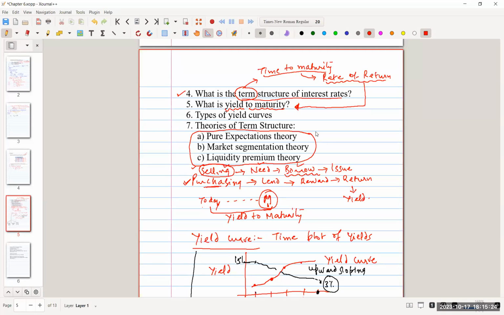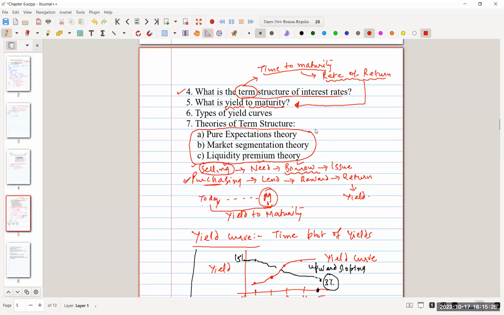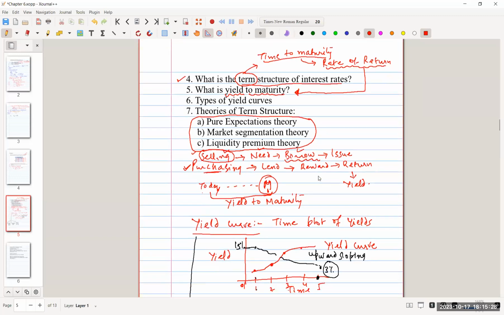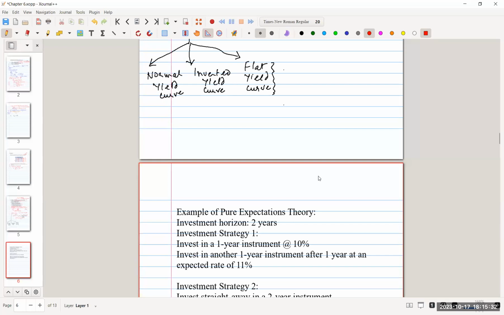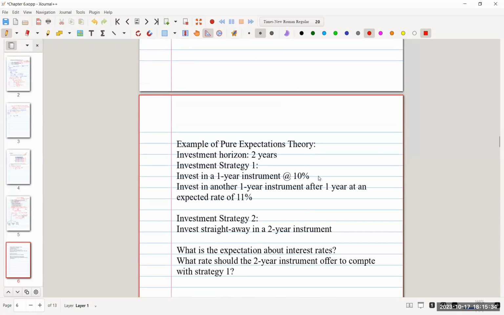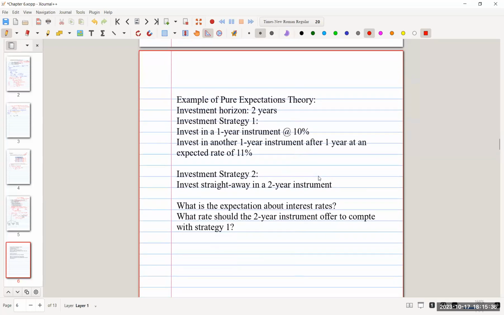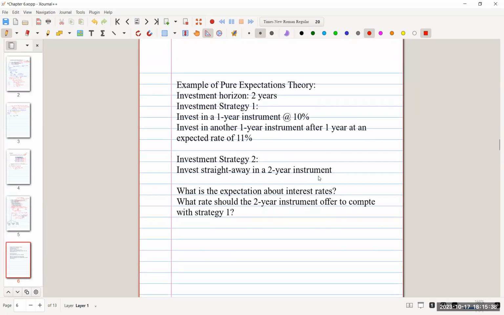Let's talk about the first one first, pure expectations theory, and let's try and understand that with the help of an example. This is an example. So let's just do the example first, and then we can do some observations. And through those observations, we would have understood what pure expectations mean. Everyone knows the meaning of the word expectations.